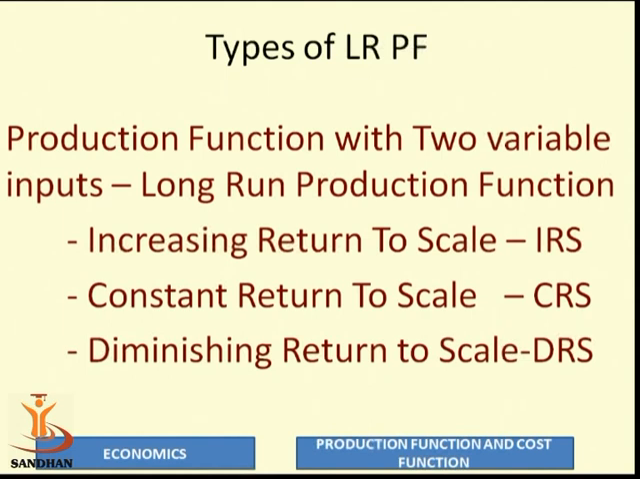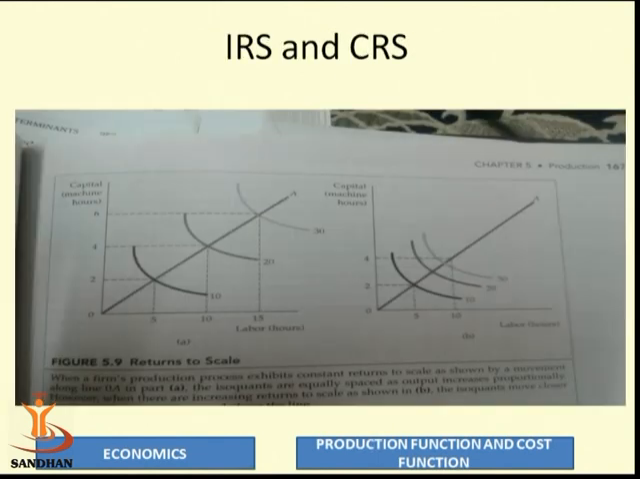This isoquant curve can be used to explain three different long-run production functions. The first is called IRS, increasing return to scale. The second is called constant return to scale, CRS. And the third one is called diminishing return to scale. Remember, whether it is increasing, constant or diminishing, outputs are increasing. Outputs are increasing in the first case at an increasing rate, in the second case at a constant rate, in the third case at a diminishing rate. It does not mean output is falling. Output is increasing at a diminishing rate.